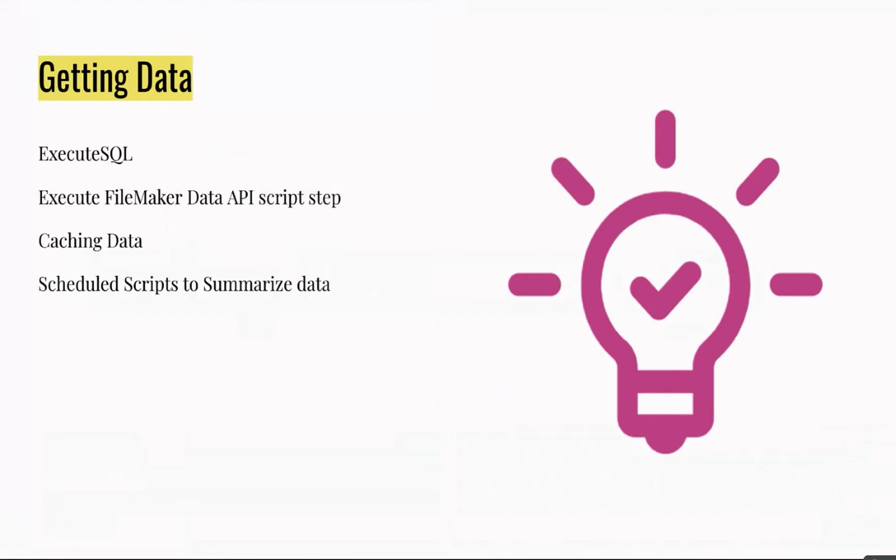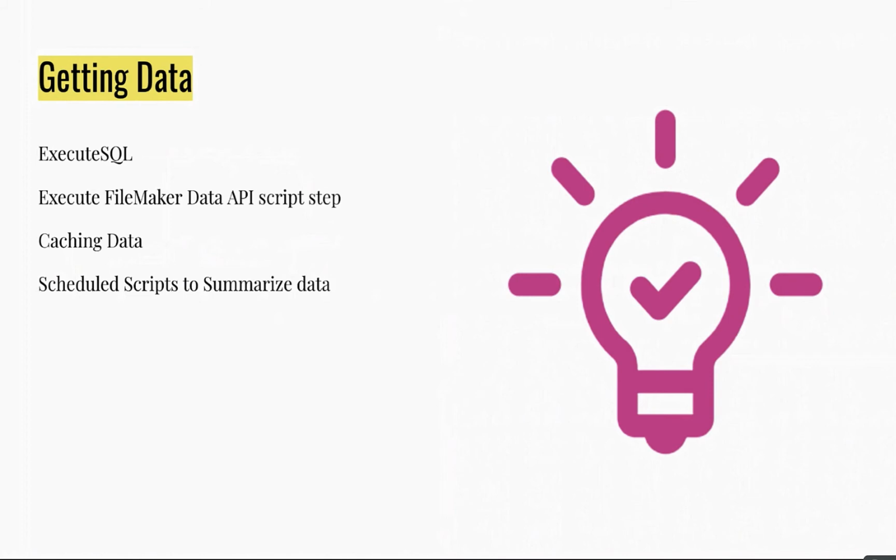Well, we have Execute SQL now. We have JSON. I didn't mention that. I should have done that, although it kind of flows into the next one. We have the Execute FileMaker Data API script step, which is the newest method. People are starting to think about caching data and storing data in a field for use in the dashboard.